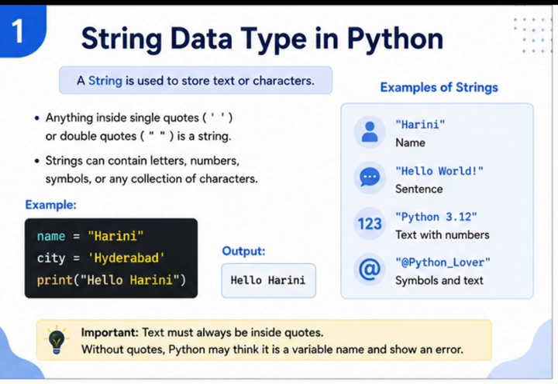In real-world applications, you will use strings constantly to store user information like names, emails, addresses, passwords, or custom messages. Just remember, if you forget those quotation marks, Python will get confused.